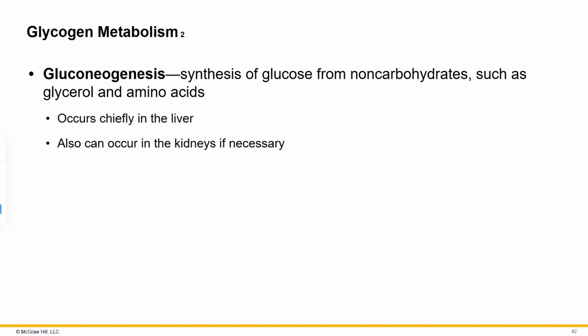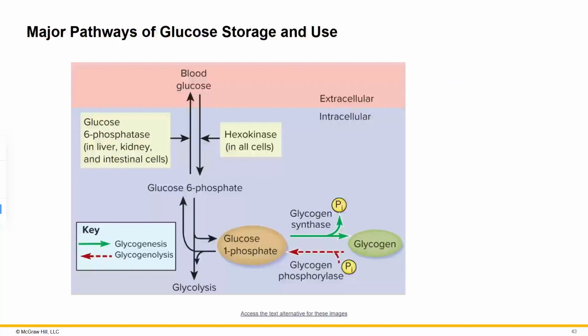Gluconeogenesis. So talking about glucose, neo is new, and genesis is the creation of. So it's the synthesis of glucose from non-carbohydrates, or creating new glucose from substances that are not carbohydrates, such as glycerol and amino acids. It occurs chiefly in the liver and can also occur in the kidneys if necessary. So take a minute to pause the video and review this diagram.